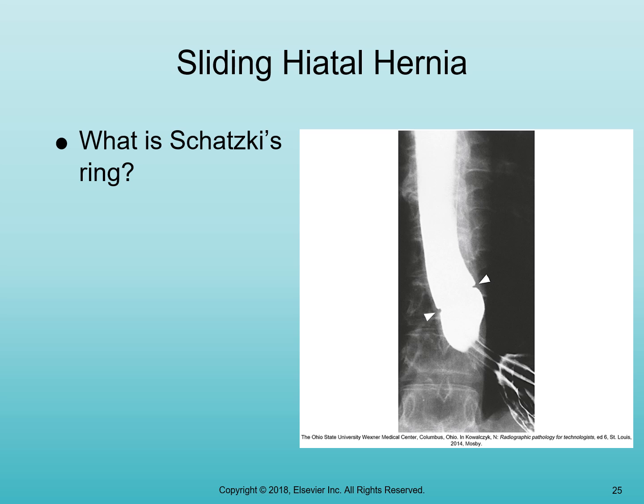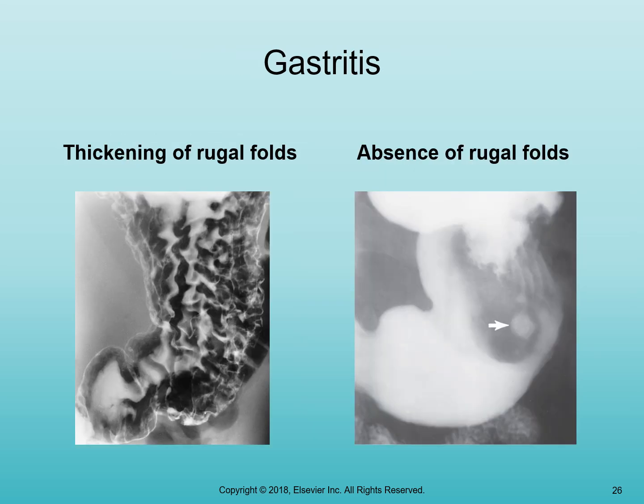This is a Schatzki's ring. That is a radiographic sign. It's a ring of tissue that lines the distal esophagus that ends up protruding into the lumen of the esophagus. So it is a definitive sign of a sliding hiatal hernia. And again, these are all on your pathologies, which for the upper GI start on page 483 and continue through page 485. Gastritis.